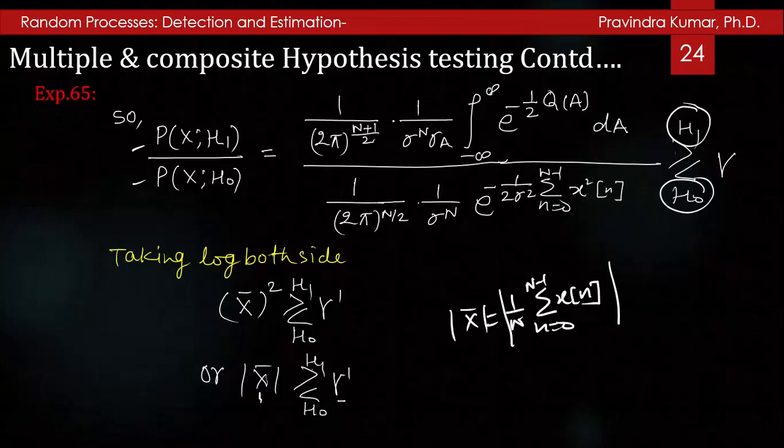So far in this lecture we have discussed multiple hypothesis testing and composite hypothesis testing, and this was the 13th lecture of the lecture series on random processes, detection and estimation. In the next lecture we will continue with composite hypothesis testing, where we will discuss the generalized likelihood ratio test. Other than this, we will discuss the locally optimum test and detector comparison techniques, and also asymptotic relative efficiency.